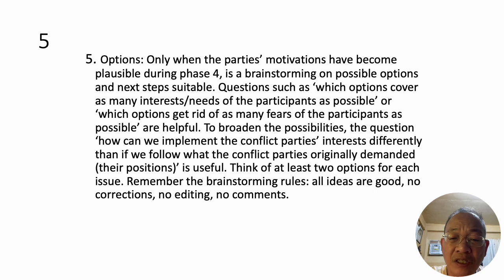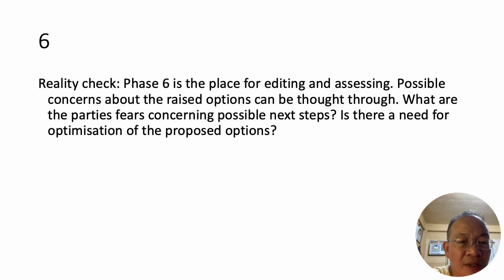So think of at least two options for each issue. Remember the brainstorming rules. All ideas are good. No corrections, no editing, no comments. Then phase 6 is the place for editing and assessing. Possible concerns about the raised options can be thought through. What are the parties' fears concerning possible next steps? Is there a need for optimization of the proposed options?